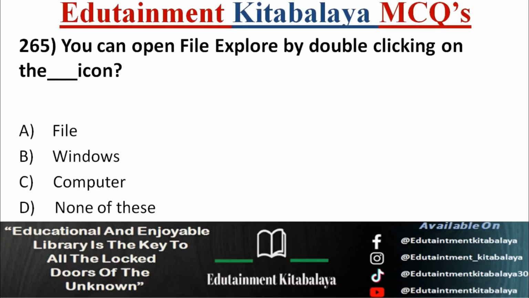Question number 265. You can open File Explorer by double-clicking on the underscore icon. A. File. B. Windows. C. Computer. D. None of these. Correct answer is A. File.